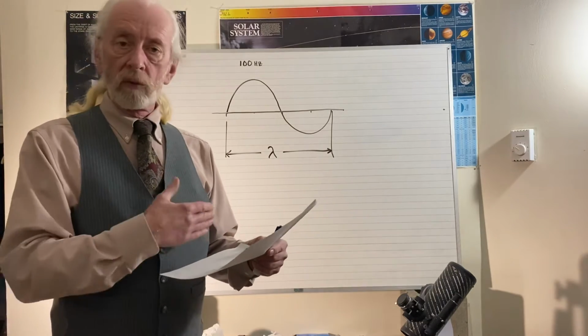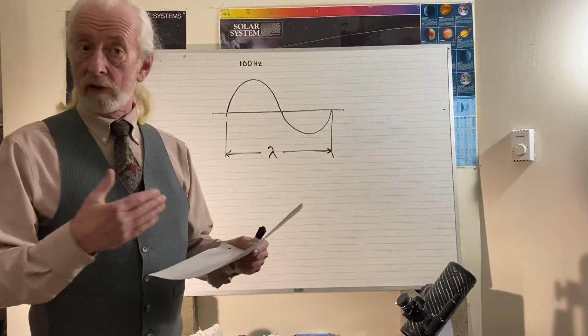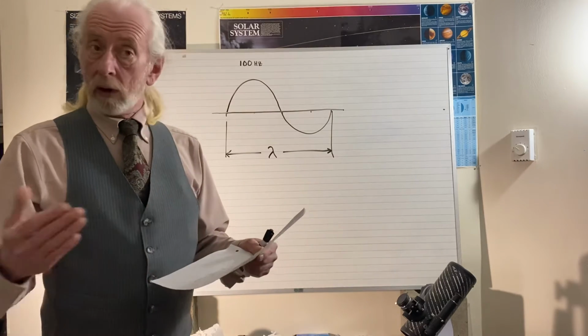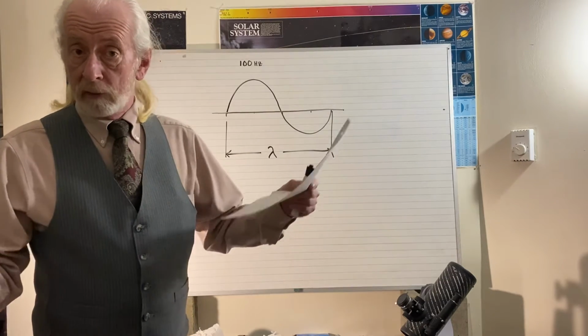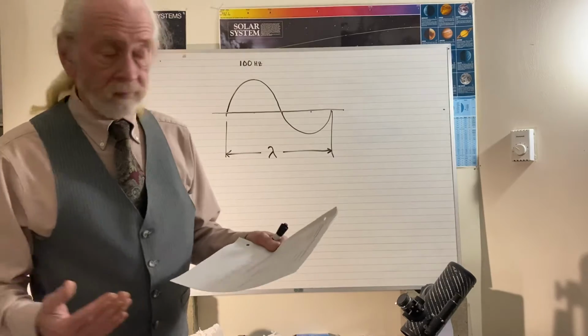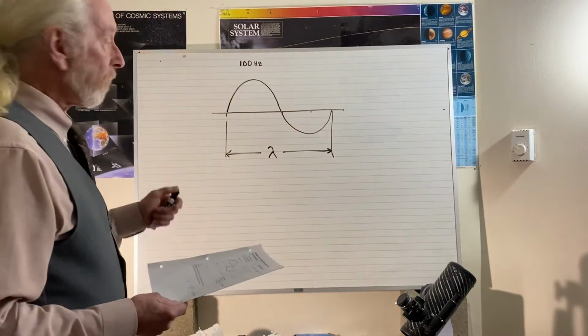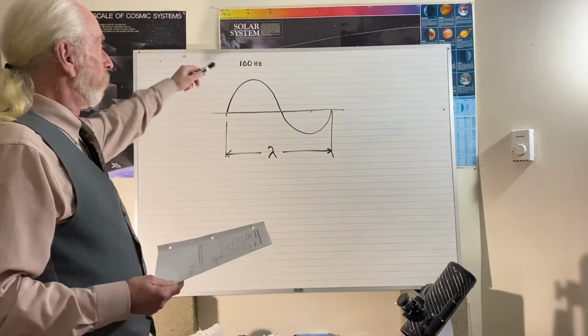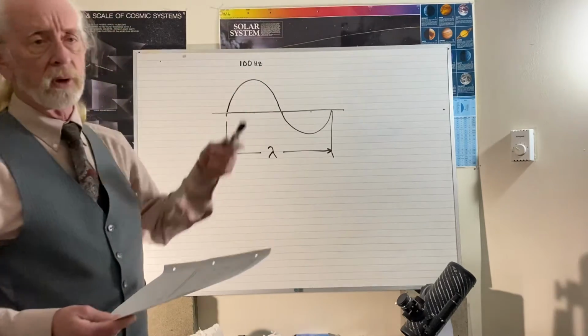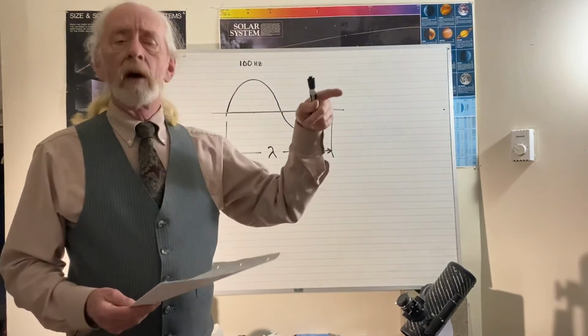And this works whether it's a sound wave or a gravitational wave or electromagnetic radiation or light. So we'll start with a sound wave. Here we have a 100 hertz wave. 100 hertz, that means 100 cycles per second.